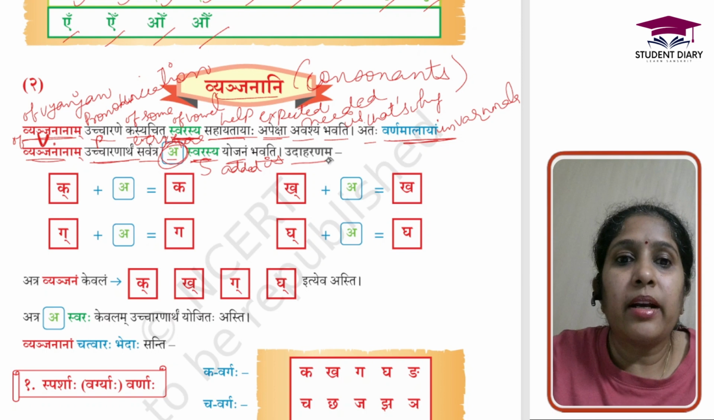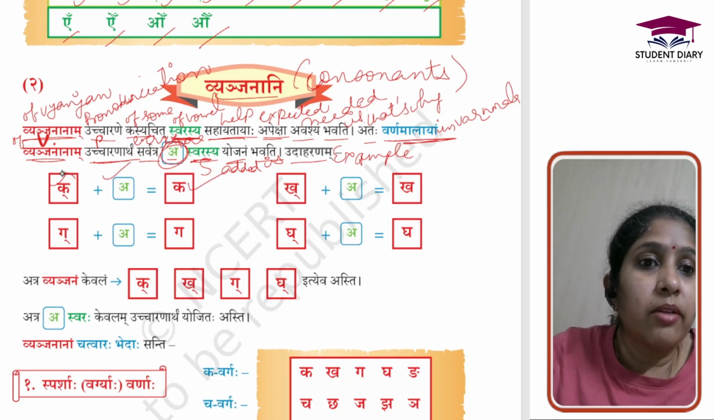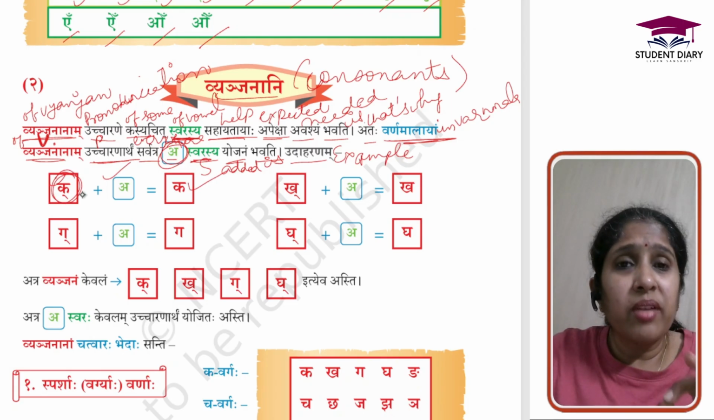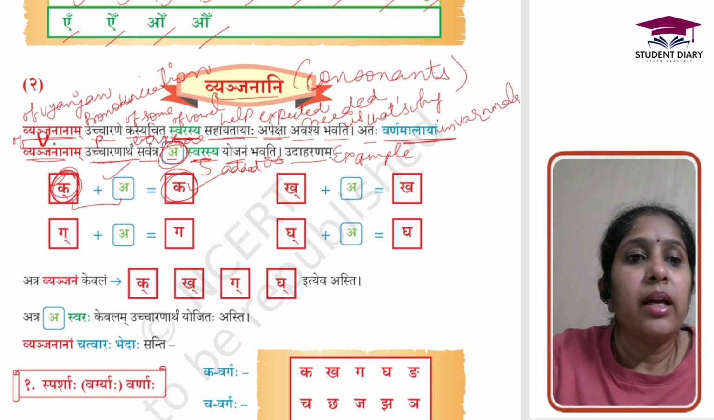Okay, udaharana means example. So they have explained this with the help of an example. Ka plus a is going to give you ka. So this is the vyanjan. If someone asks you the vyanjan, this is the vyanjan. When you are just joining these together, this is not the vyanjan. Okay, so the vyanjan will always be half.